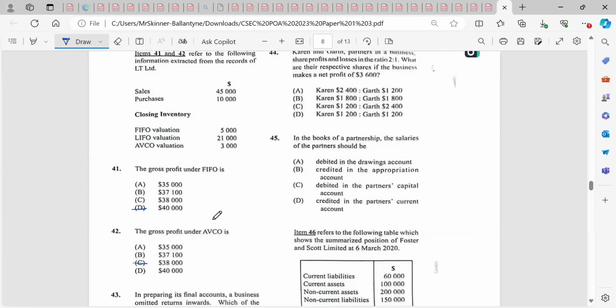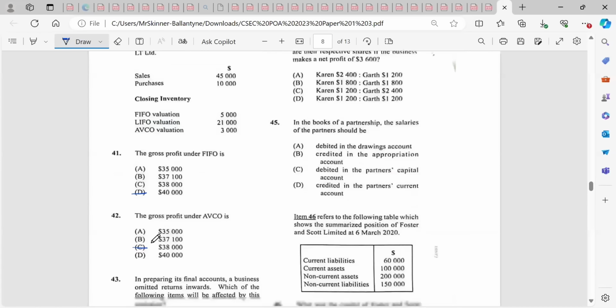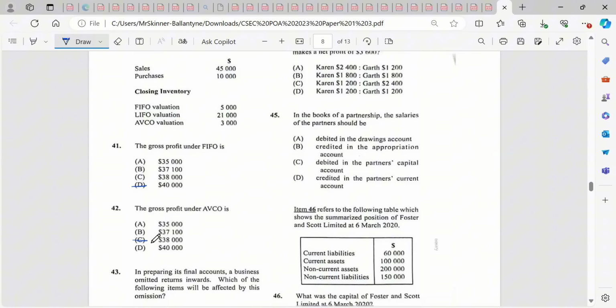And the second one, under AVCO, my closing stock was 3,000. So I used purchases again. Purchases take away my closing stock gave me my cost of goods sold. 10,000 take away 3,000 gave me a cost of goods sold of 7,000. So then I could calculate my gross profit. Sales take away my cost of goods sold of 7,000, and that is how I got 38,000. You understand? Yes, sir. All right.